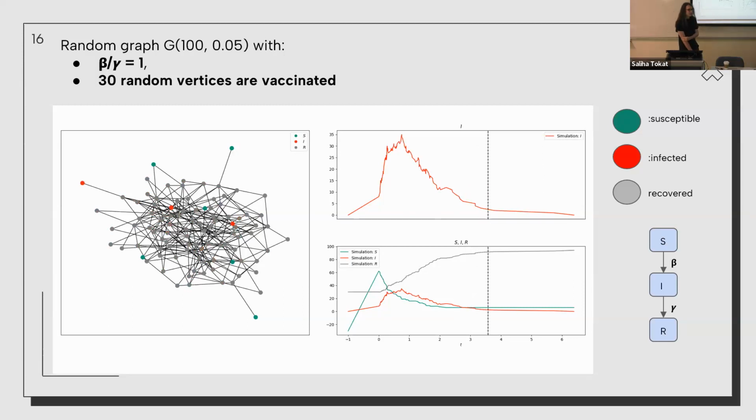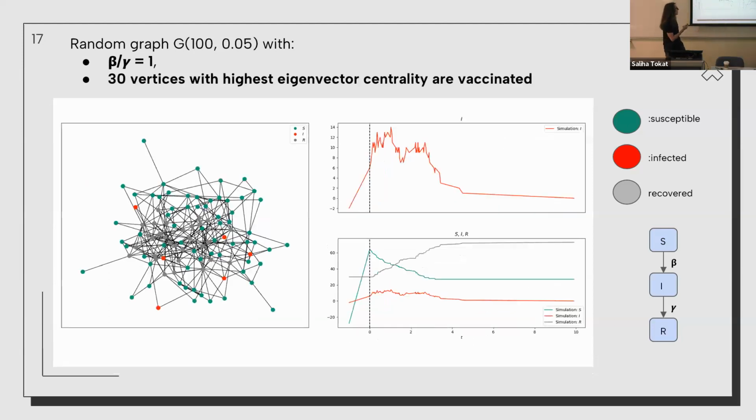And this means that there is not a lot of change in the course of the epidemic. A lot of people got sick, which means the vaccination of 30 people is not as effective in this case. But if we were to use what we learned from the model that we have, which means that the vertices with the highest eigenvector centrality get the disease first, then we can just vaccinate them, and we should have a better result, which I simulate here as well.